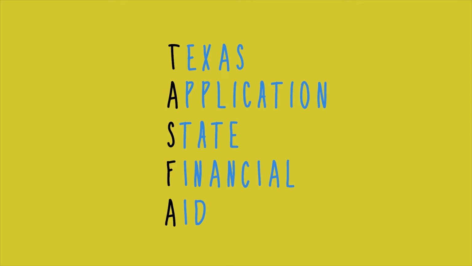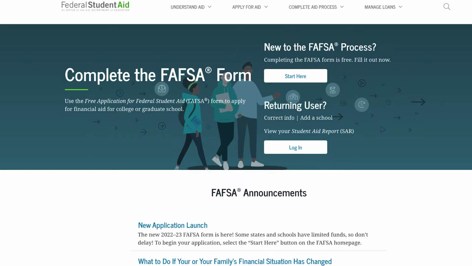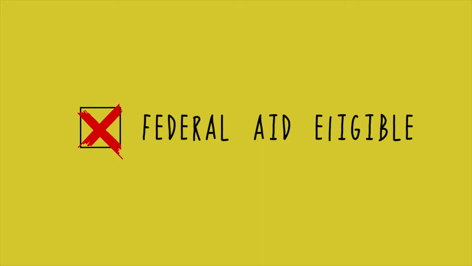The TASFA is a form used by students who are not eligible for federal financial aid, but may be eligible for state financial aid in Texas. If a student is eligible for federal financial aid, he or she should complete the FAFSA. Throughout this video, we assume the person completing the TASFA is not federal aid eligible.